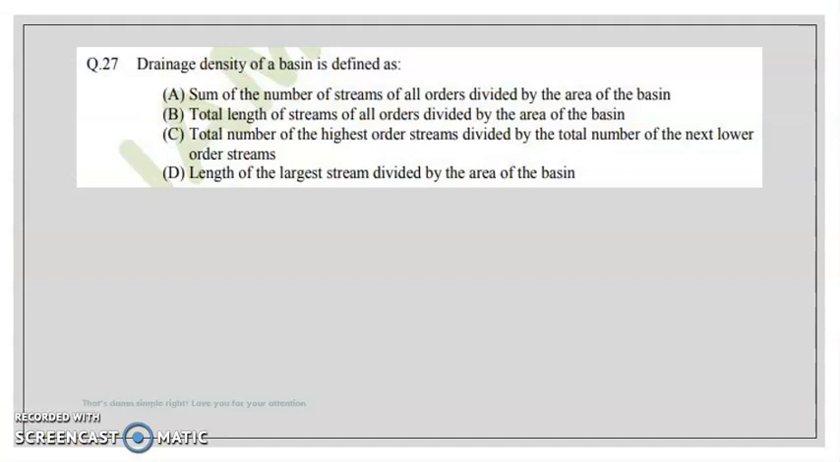So let's begin from a rather simpler question. Drainage density of a basin is defined as... So like we have discussed previously, it is a ratio between the sum of the stream lengths by the total area. So obviously the answer will be B.